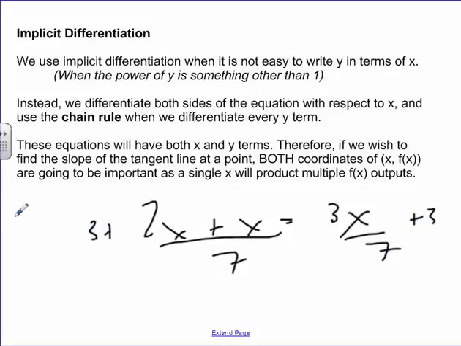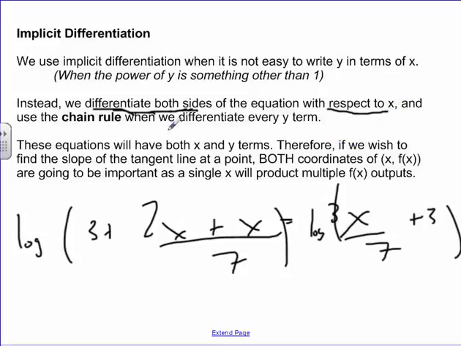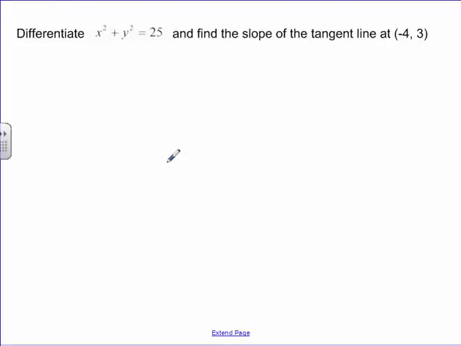That's valid. You could take the logarithm of both sides of the equation. That's valid. So what we're going to do today is differentiate both sides of the equation with respect to x. And it's actually going to end up requiring some chain rules when we differentiate y terms. And that'll actually help us get our derivative. So why don't I just hop into an example now that I've done quite a bit of talking.